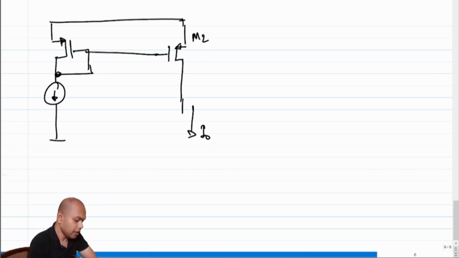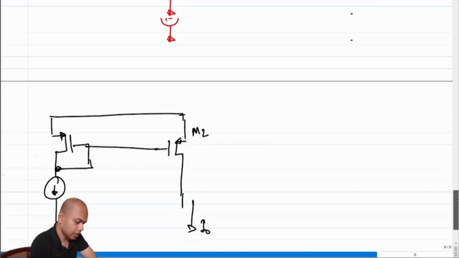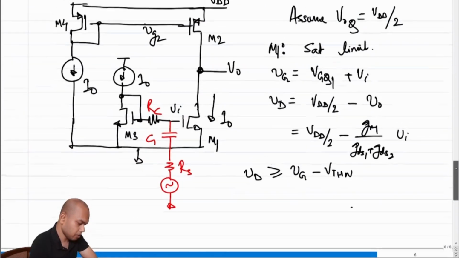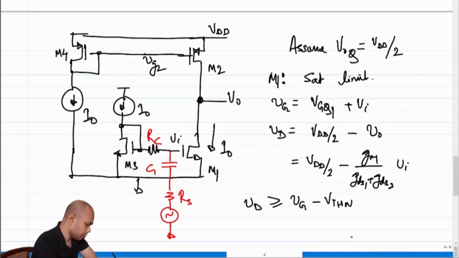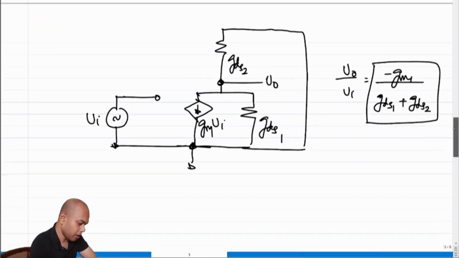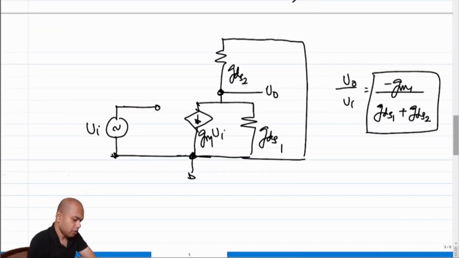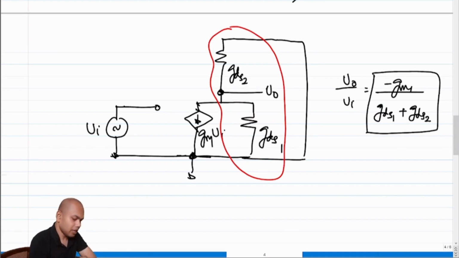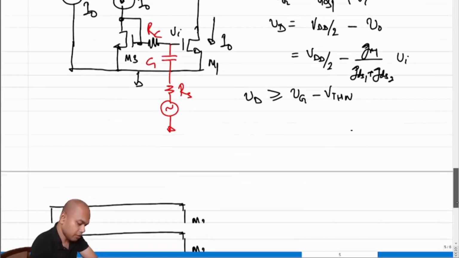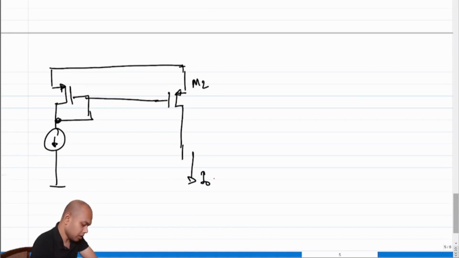What is the incremental current that is flowing? How will you find out the incremental current? To find the incremental current, we have to go back to our incremental picture. So what is the incremental current that is flowing? It is GM1 times Vi, flowing into the incremental load. Since GM1 times Vi is the incremental current, the total current is I naught plus GM1 times Vi.